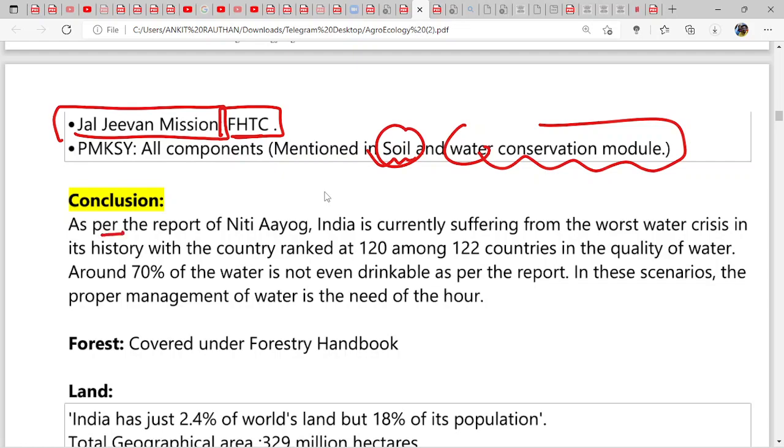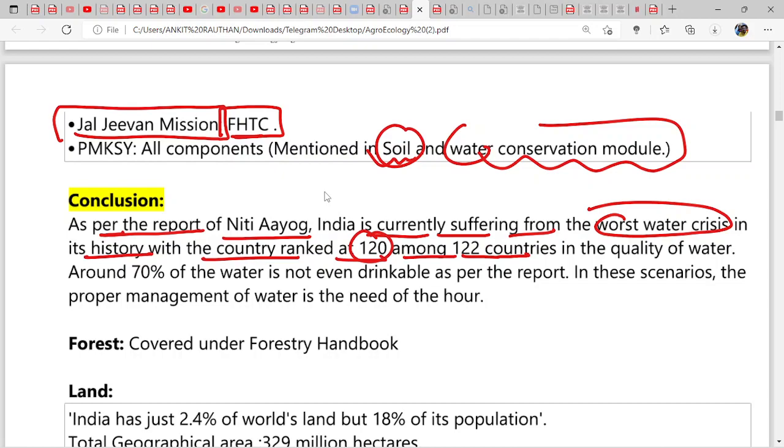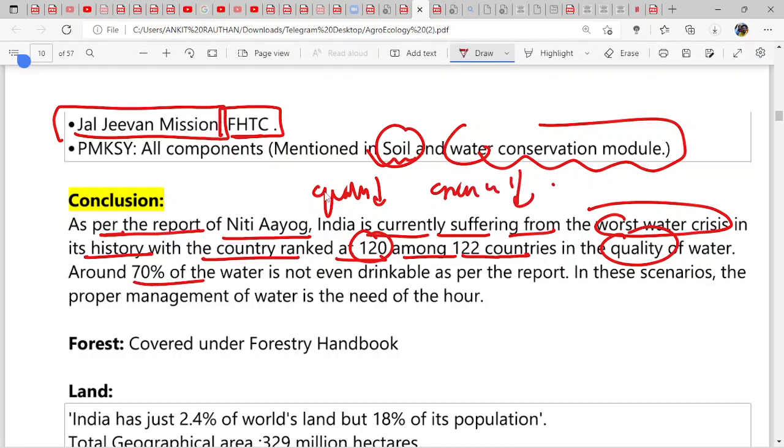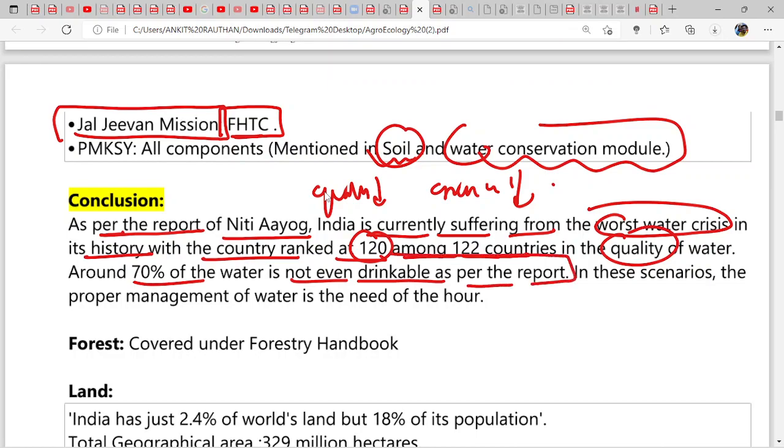So the conclusion, how will you write? As per the report of Niti Aayog, India is currently suffering from the worst water crisis in its history, with the country ranked 120 among 122 countries in the quality of water. That means quality of water is also poor. Groundwater recharge is going down. Around 70% of the water is not even drinkable as per the report. In these scenarios, the proper management of water is the need of the hour.